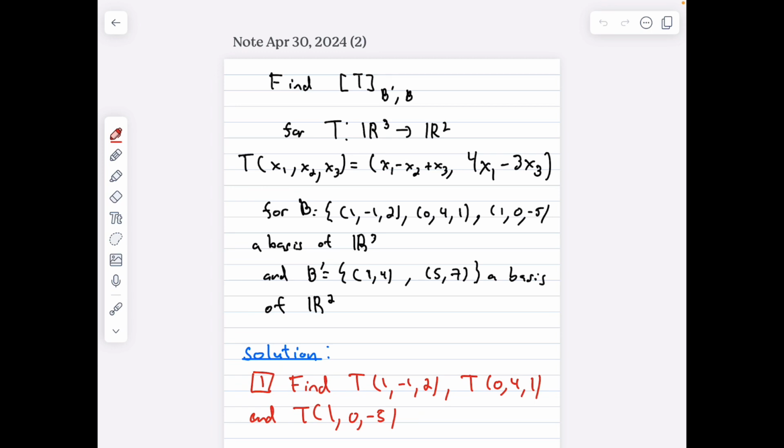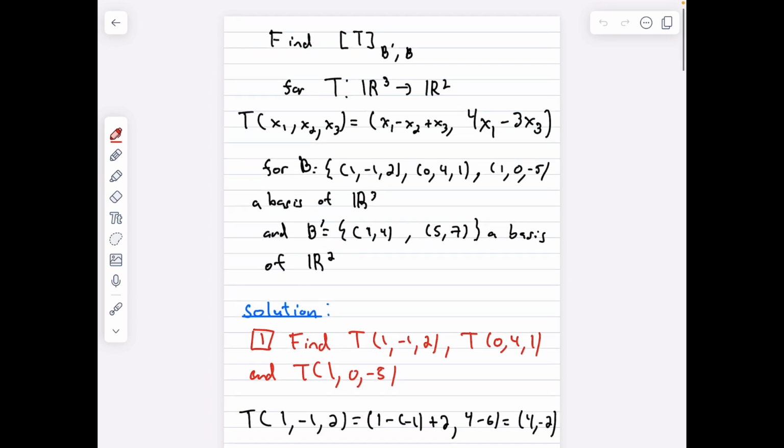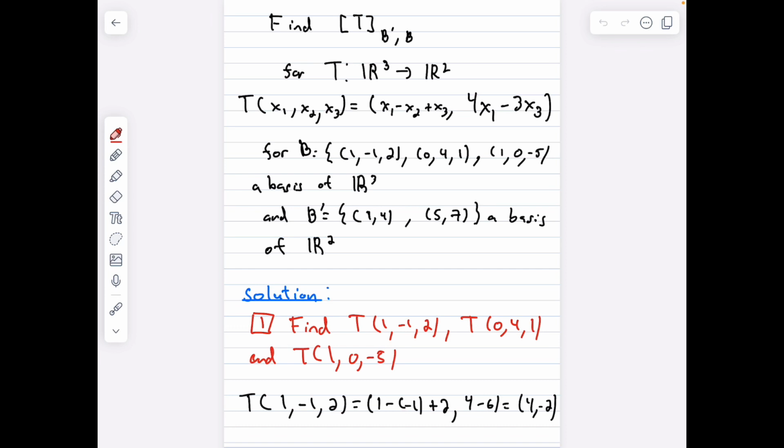For this transformation T that goes from R3 to R2, the transformation is defined as T of (x1, x2, x3) equals (x1 minus x2 plus x3, 4x1 minus 3x3). When you're asked this question, you're always going to have two bases to work with: one is the basis for the domain, and one for the range. The basis for the domain B is (1, -1, 2), (0, 4, 1), (1, 0, -5), and then you have B prime, the basis for R2: (1, 4) and (5, 7), okay?